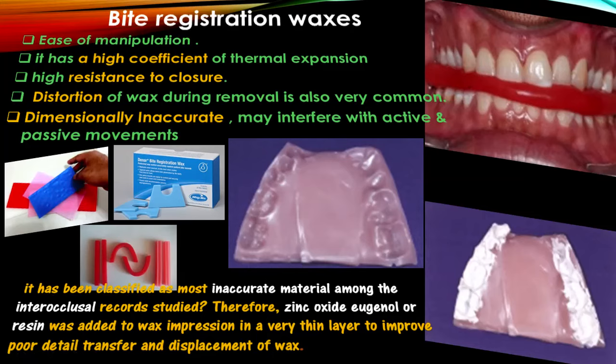طبعا الواكس الشيء اللي تعرفوه الواكس is material dimension is inaccurate، لازم عمليا واحد يسوي الماونتنج سريع ما يأخره. وأيضا مثل ما قلنا distortion of occlusal removal is very common. That is why it's classified as inaccurate material among the interocclusal record studies. Sometimes zinc oxide eugenol or resin was added to the wax impression in a very thin layer to improve detailed transfers and displacement of the wax.